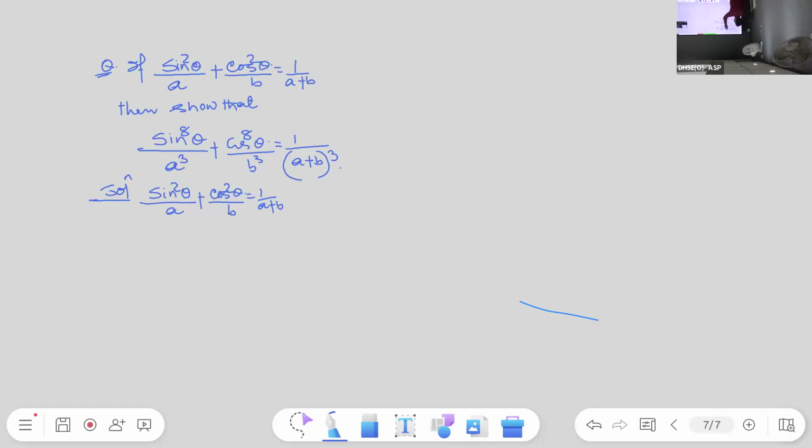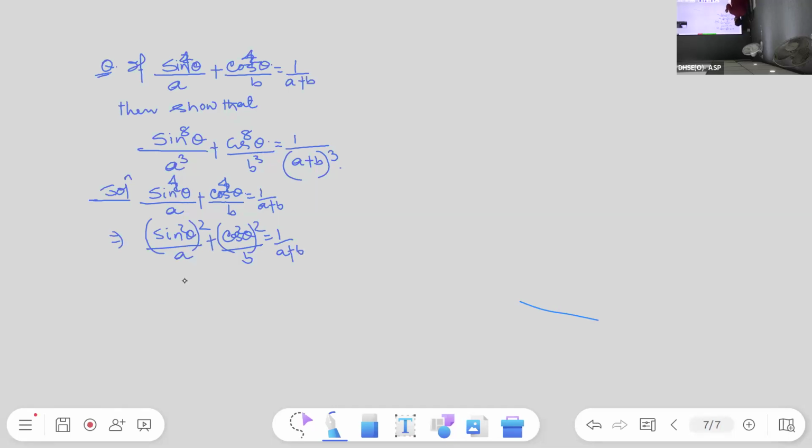Sorry, guys. If sin to the power 4 theta upon a plus cos to the power 4 theta upon b is equal to 1 upon a plus b, then sin to the power 8 theta upon a cube. Okay. Rectify the question. So this implies sin square theta whole square upon a plus cos square theta whole square upon b equals 1 upon a plus b.